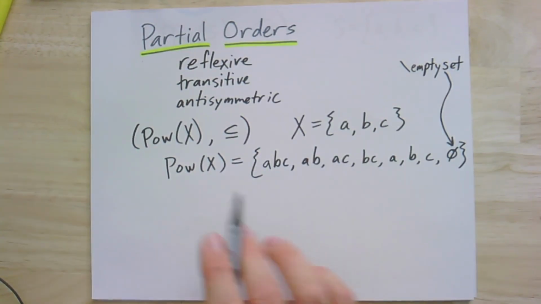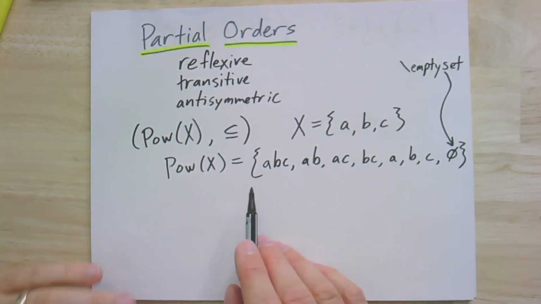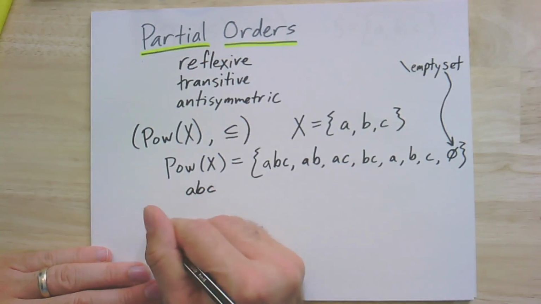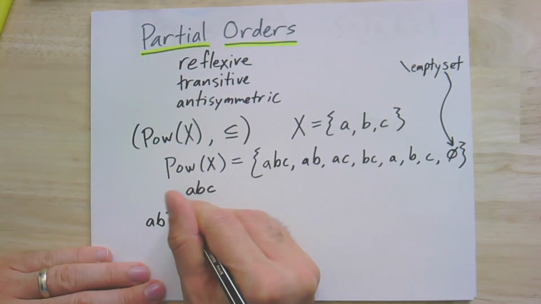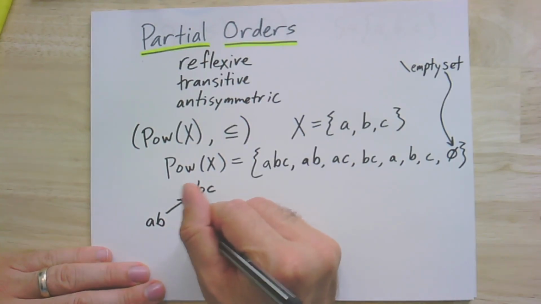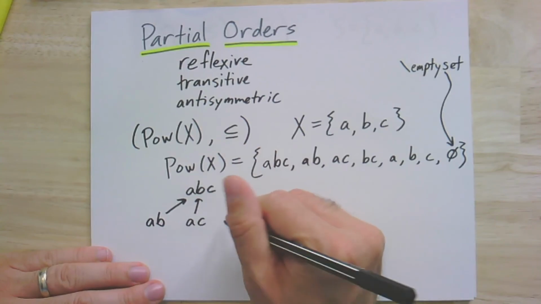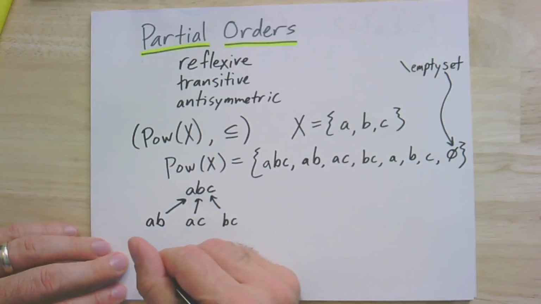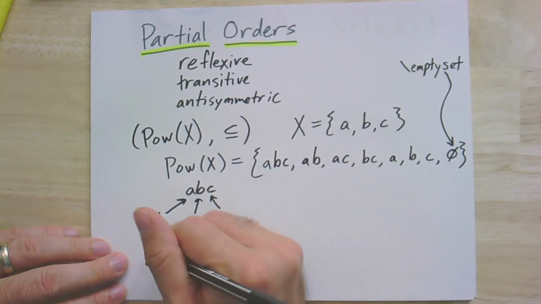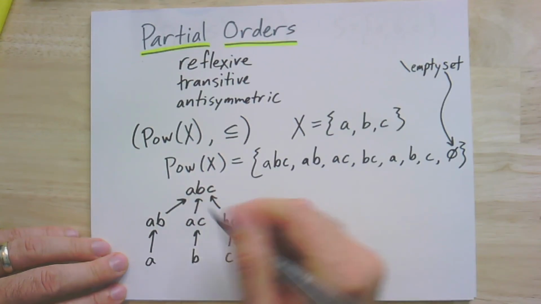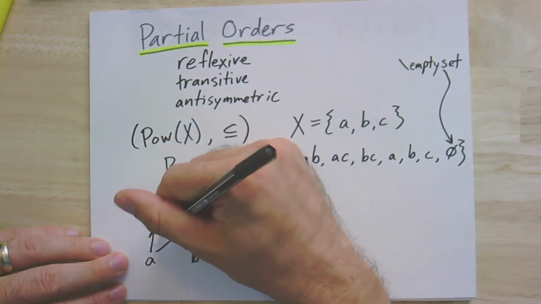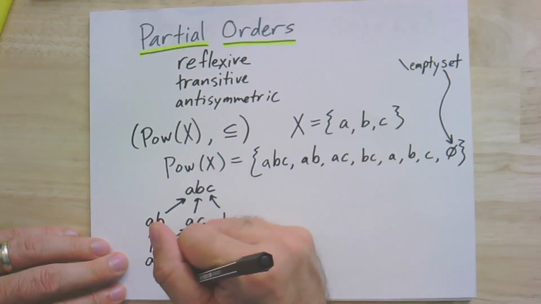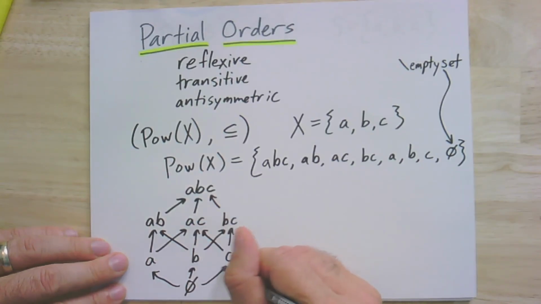If I wanted to draw out the subset relationship between these, one thing I might do is draw them as directed arrows. So AB is a subset of ABC. AC is also a subset. BC is a subset. I guess I have A, B, and C as well. I can start drawing these. And here. And the empty set. This isn't all of the relationships, I guess. I have a couple others.